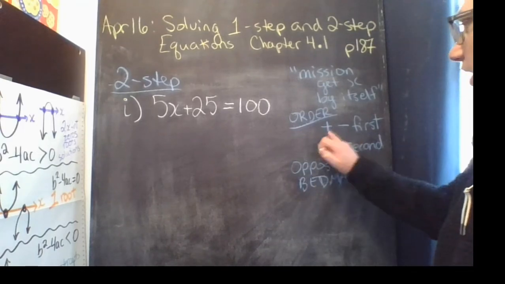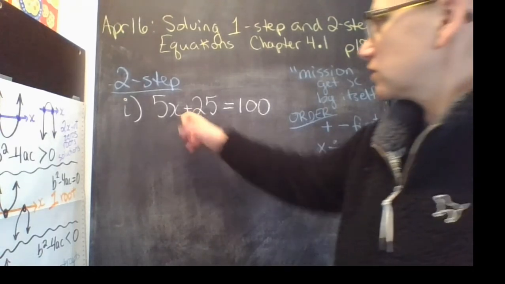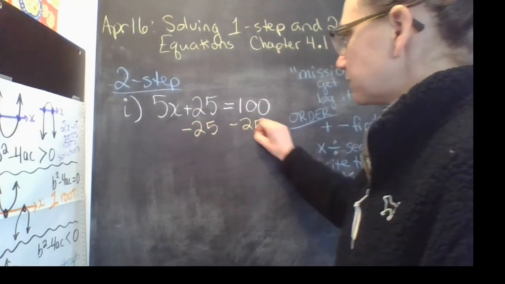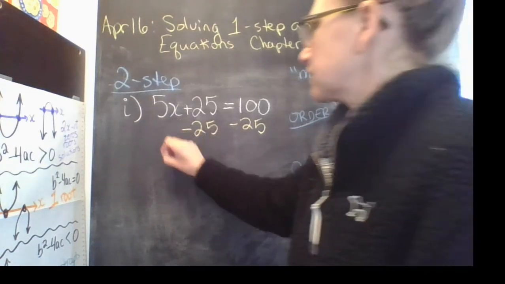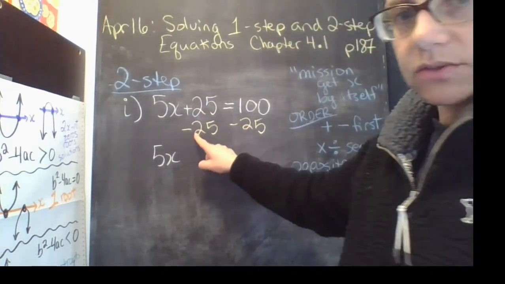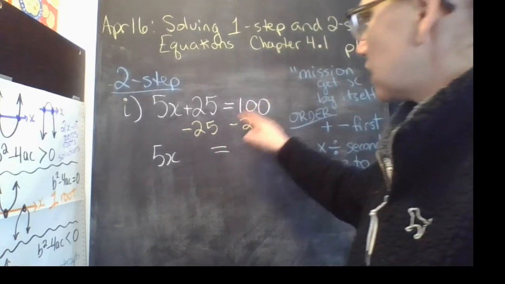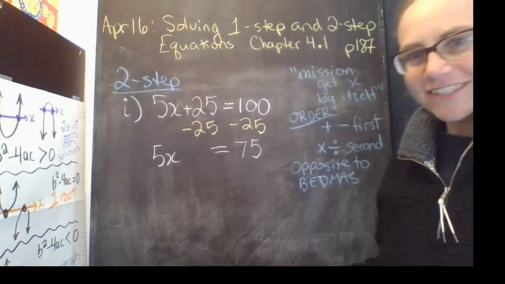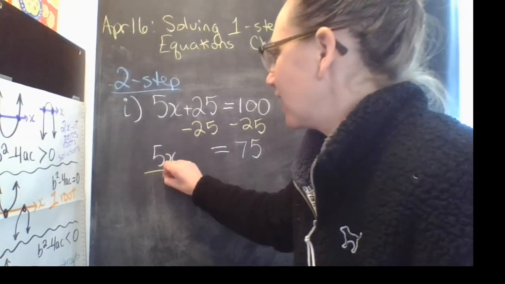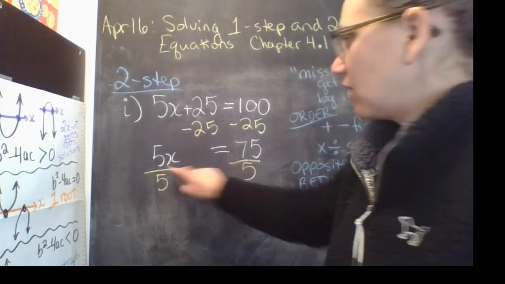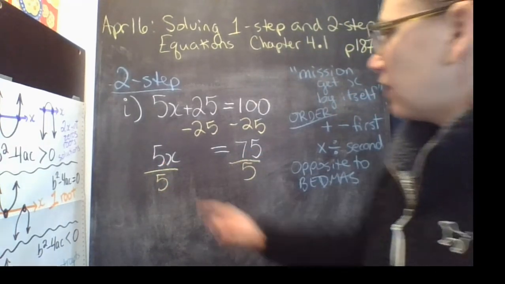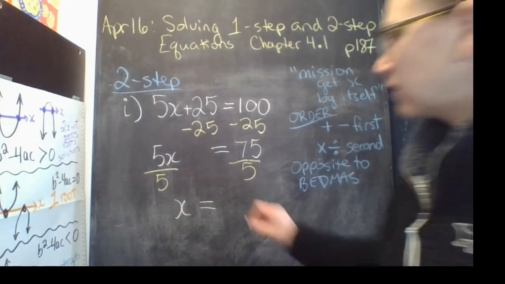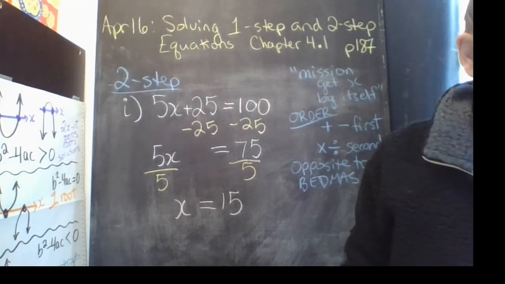So according to my rules, I have to move my plusing or minusing first. So that would be this 25 here. So it's minus 25 from both sides. So my 5x stays. 25 minus 25 is gone. Equals 100 minus 25 is 75. Now I've got a one-step equation. Nice. Okay. Divide both sides by 5, because that's the opposite to the multiplying. 5 divided by 5, so that's gone. So I'm left with x equals 75 divided by 5 is 15.